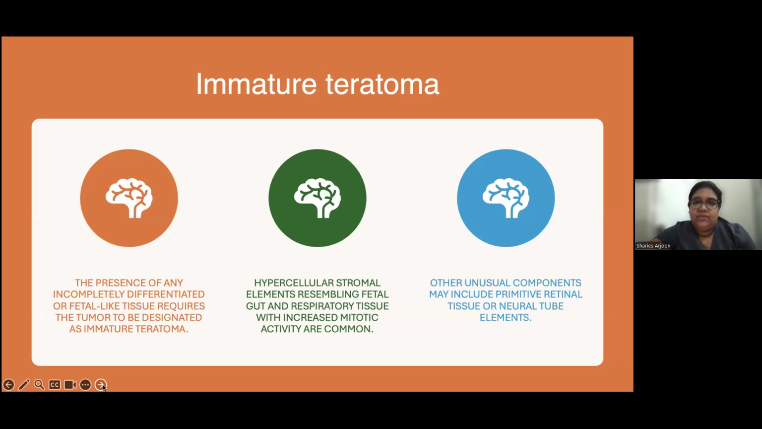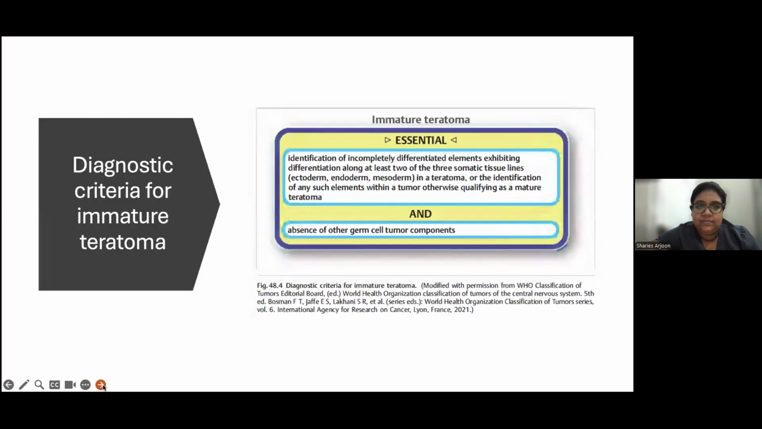Moving on to immature teratomas, the presence of any incompletely differentiated or fetal-like tissue requires the tumor to be designated as an immature teratoma. Hypercellular stromal elements resembling fetal gut and respiratory tissue with increased mitotic activity are common, and other unusual components may include primitive retinal tissue or neural tube elements.